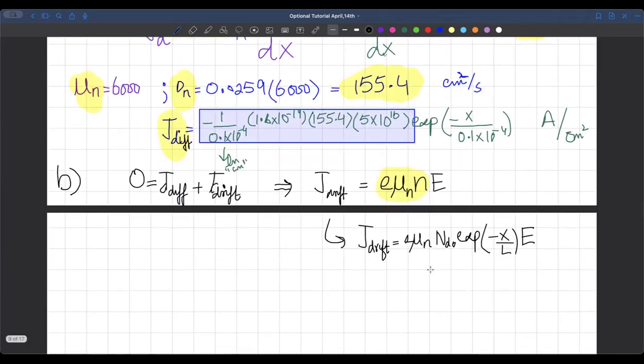Now, from here you can see drift is equal to negative of the diffusion, so this negative sign will cancel out. This is already negative x over L, and here it is negative x over L too, so I believe the exponential term will get canceled out. There might be other terms that get canceled out. For example, this is n d naught, and this is n d naught, so n d naught will be canceled out. E will be canceled out. And there's no mu n on that side. So that means you will have E equal to something.